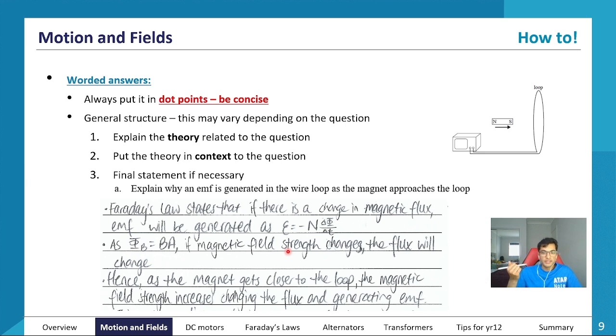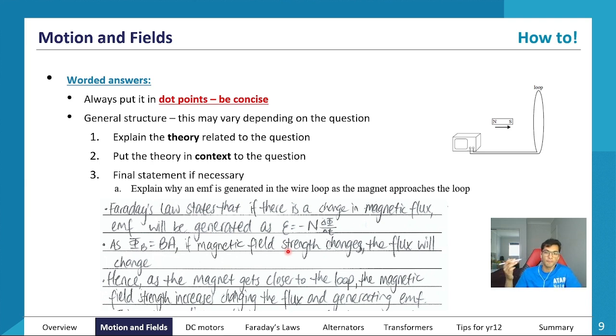The second type of answers that you have to write are worded theory questions. And the good thing about physics is it's not English, right? So you don't have to write long, extended essays for any sort of question. If you write dot points, that's perfectly fine. In fact, teachers actually prefer dot points. There are many reasons for this.